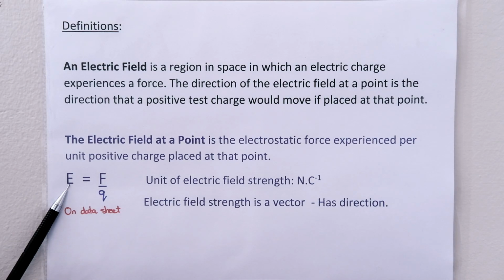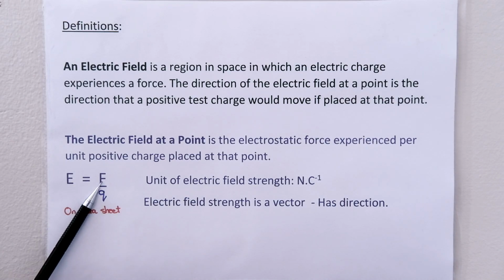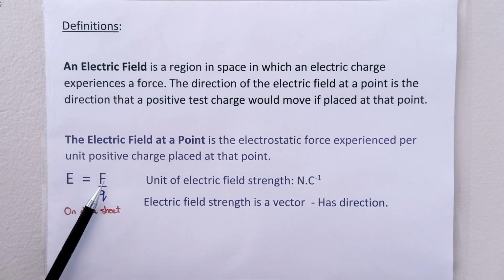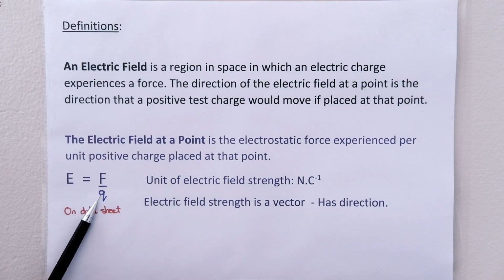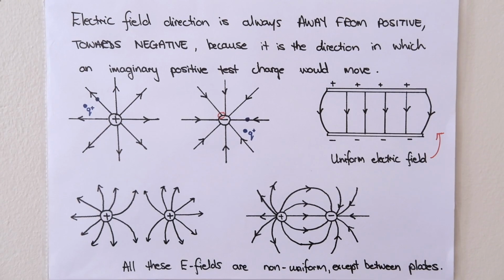Here is the equation that goes with it. This is on your data sheet. The electric field is equal to the force experienced by 1 coulomb of positive charge. So the equation E = F over Q gives us the unit for electric field strength. It is newton per coulomb. Electric field strength, electric fields are vectors because they have direction.